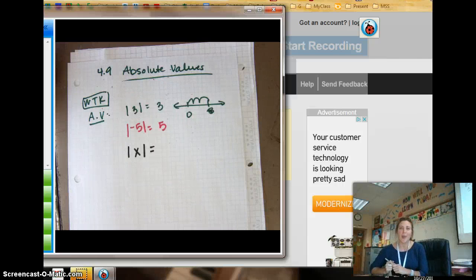Hey Algebra students, this is your notes for 4.9 and my document camera seems to be working. It's frozen up on me once or twice already, so I'm hoping it works, but that's why you're going to see some things written out already.